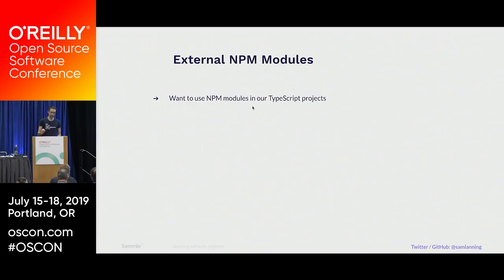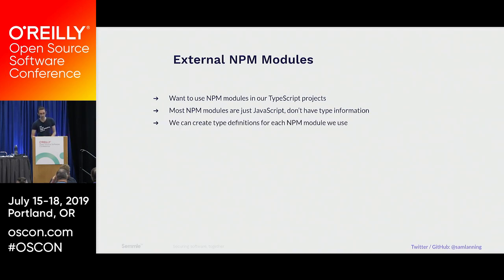So to recap that small segment, we want to use NPM modules in our TypeScript projects, just like we do with our JavaScript projects. Most NPM modules are still just written in JavaScript, so they don't really have type information. But we can create type definitions for each NPM module that we use. However, you may have realized that that's not particularly efficient. That'll result in lots of duplicate effort across all of the TypeScript projects that want to use particular modules, or at least lots of copying and pasting, which is no good either because they won't be kept up to date as the library changes, or as bugs are found in the type definitions.